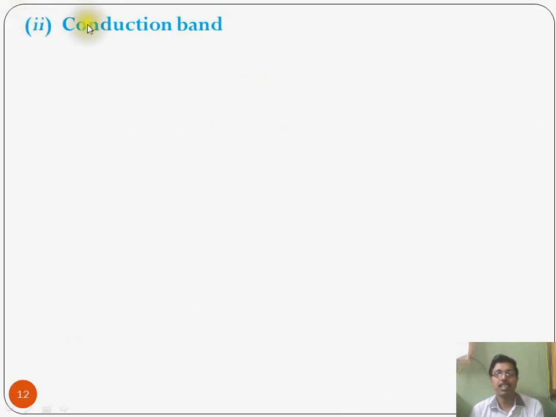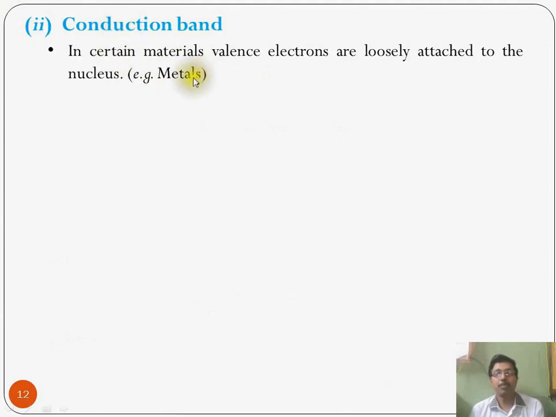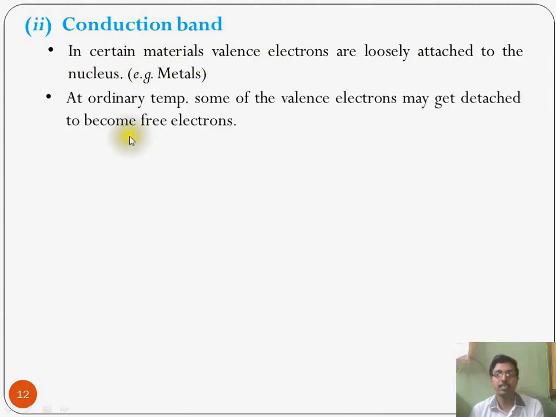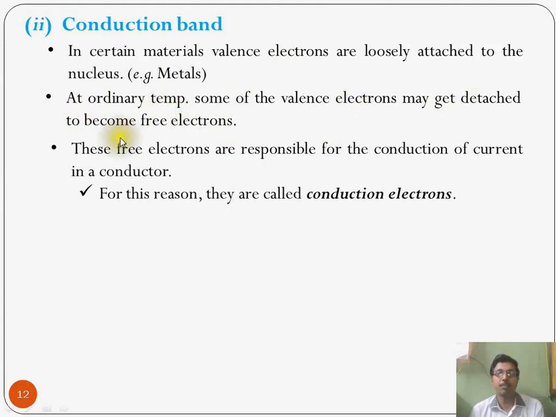The next one is the conduction band. In certain materials, for example a metal, the valence electrons are very loosely attached to the nucleus. As a result, at ordinary room temperature some of these electrons may get detached from the nucleus and become free electrons. These free electrons are responsible for the conduction of current in a conductor.